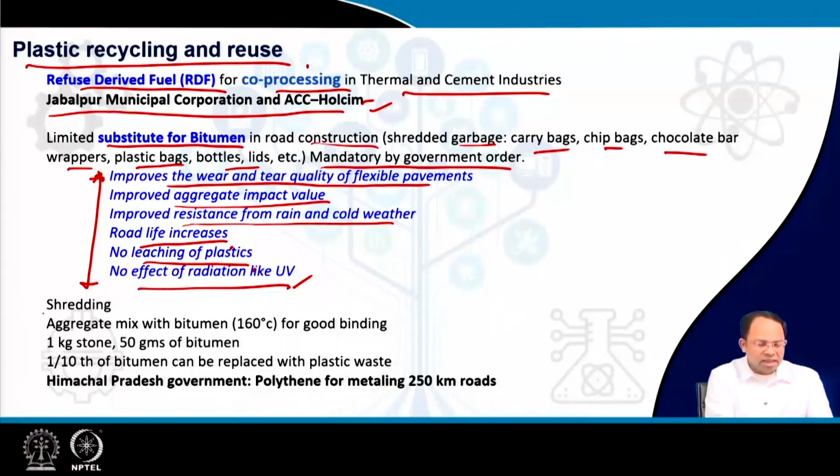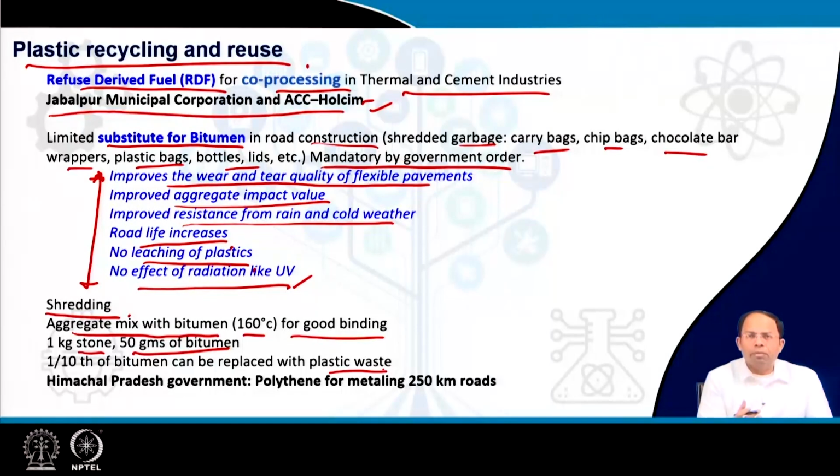Now the process is, first we have to shred the plastic, and this is used as an aggregate mix with bitumen at 160 degrees centigrade for good binding. Now for 1 kg of stone, meaning aggregate, 50 grams of bitumen is required. Now we can replace one-tenth of that, which is 5 grams of bitumen, with plastic waste.